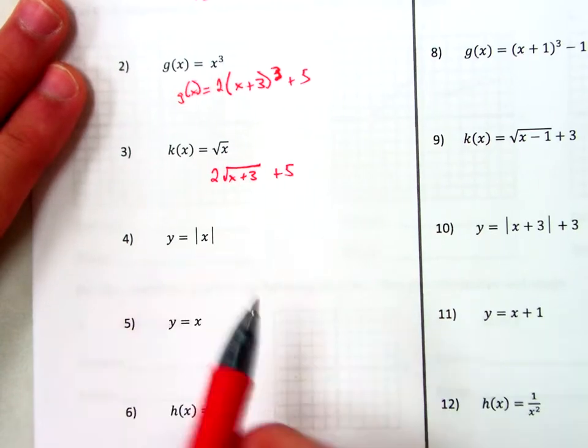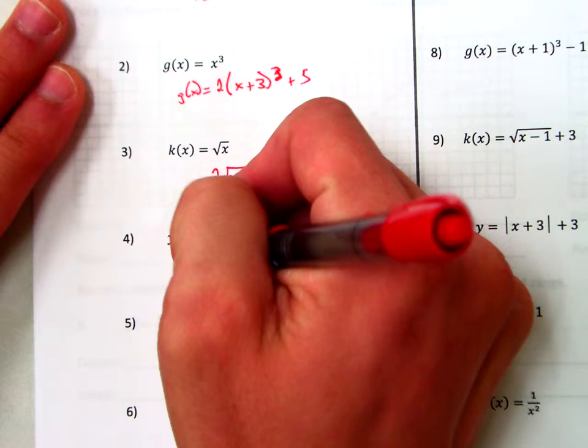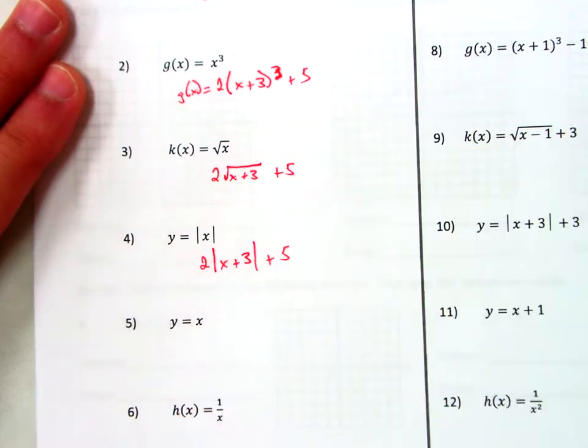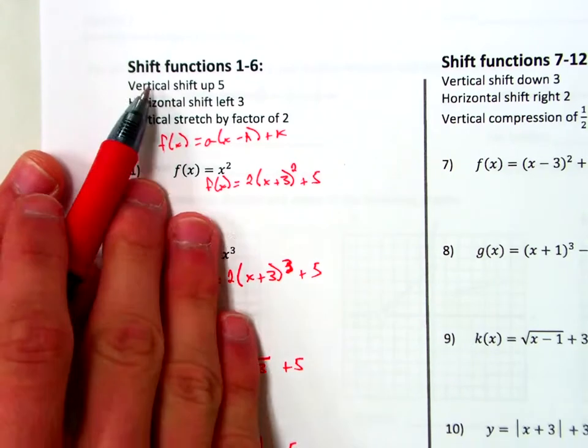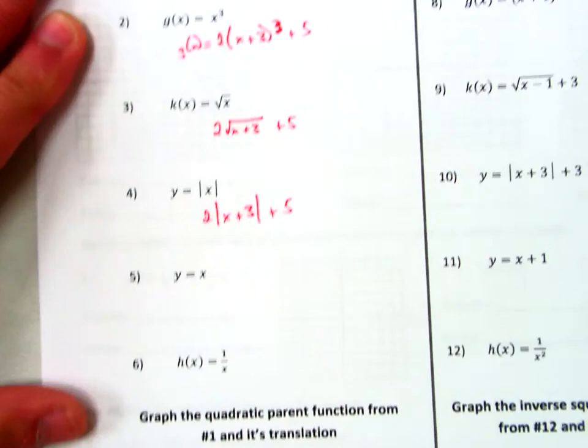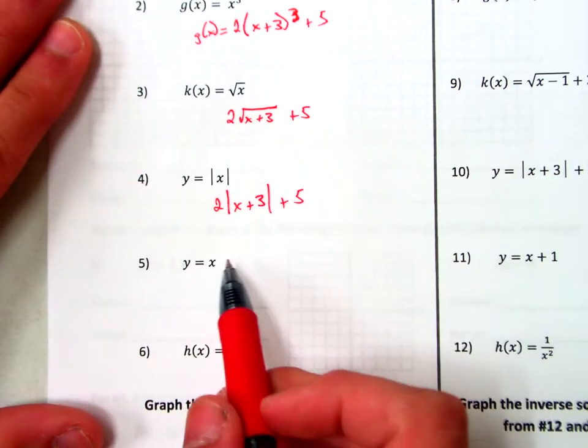So notice this is going to be an absolute value function, but it's still going to have the 2 out here. Absolute value plus 3, absolute value plus 5, just like that. There it is. All these functions, again, have these parameter changes. Vertical shift up 5, left 3, stretch by a factor of 2.